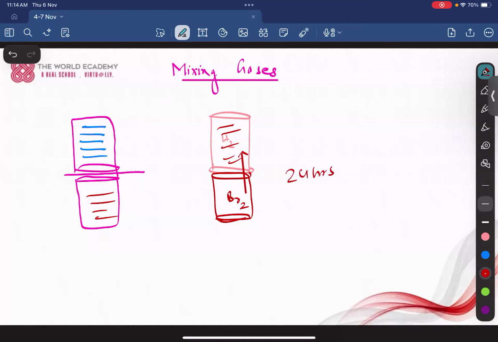The tendency for Br2 is very much fine. It is going up. But why is hydrogen coming down? My question is about hydrogen.